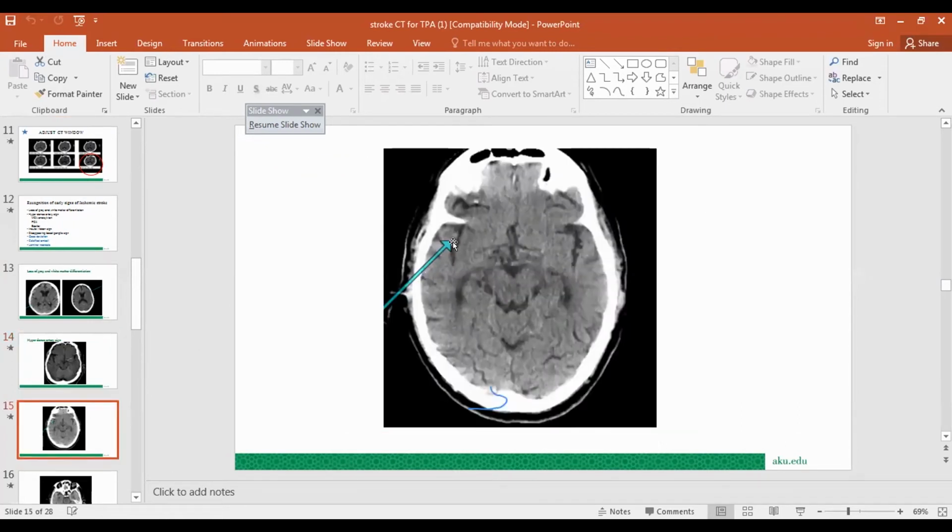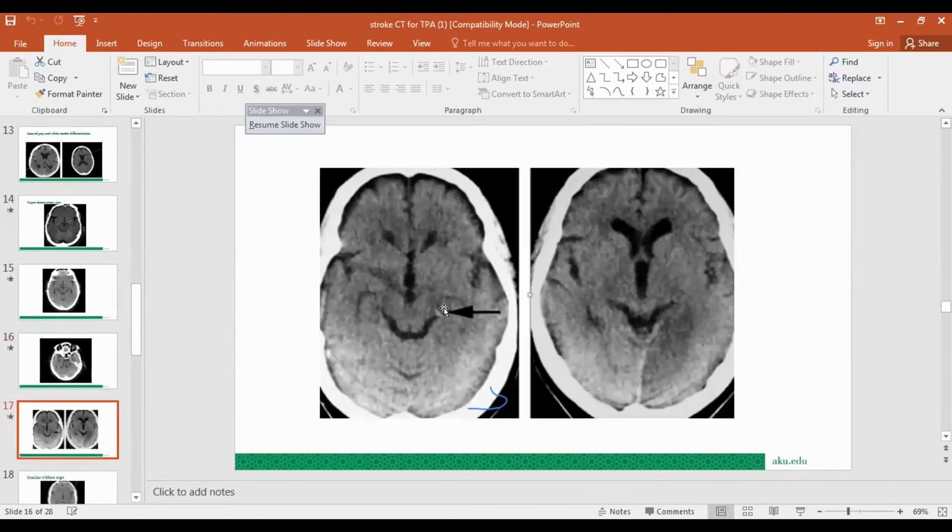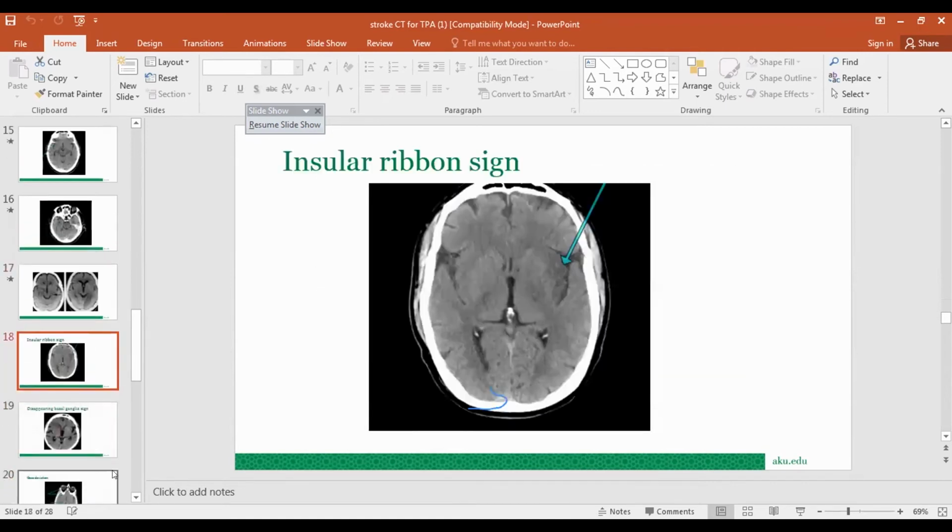Sylvian artery, I found it a more reliable sign than the MCA dense sign, because the more peripheral you are going, there are less chances of atherosclerosis. So if a vessel is hyperdense, then it's more likely there is a thrombus in it. Then hyperdense basilar artery sign, hyperdense posterior cerebral artery signs.